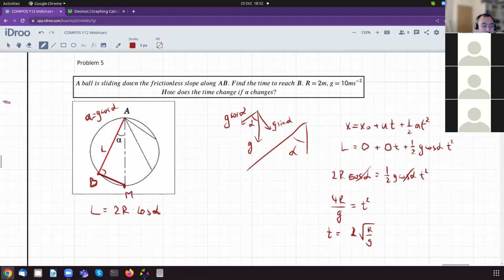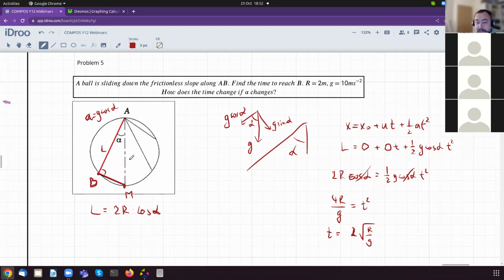Why is AM perpendicular to BM? It's not. AM is not perpendicular. AB is perpendicular to BM. Yes, it's one of the circle theorems. You can look it up.